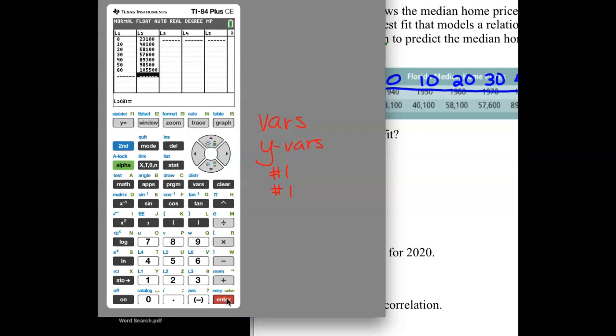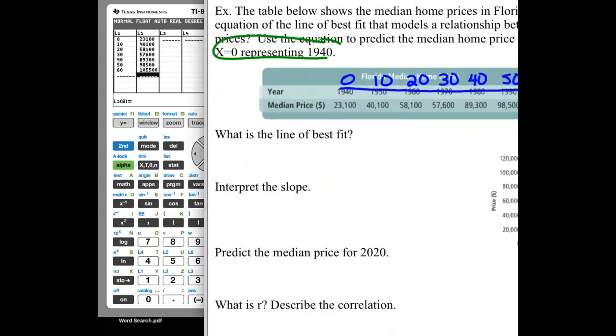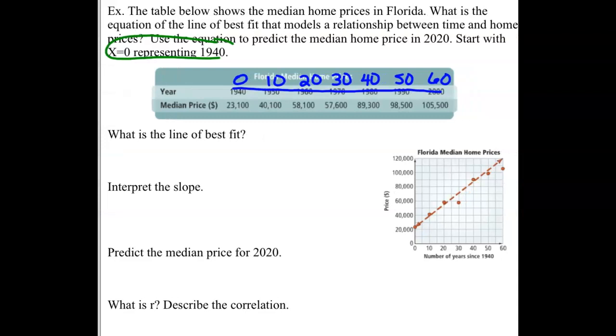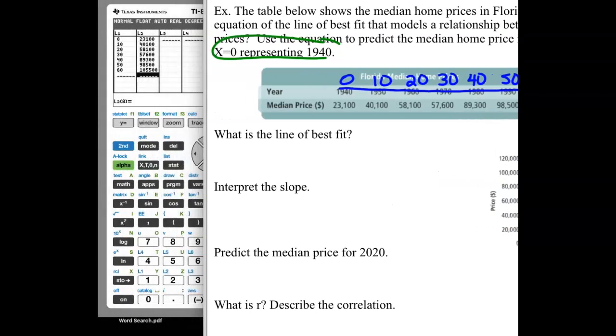Now it says, what is our line of best fit? Interpret the slope and make a prediction. You'll notice that on our notes here, they've already graphed it for us, so we don't actually have to go through that graphing part of it. We're just going to go ahead and calculate that line of best fit.